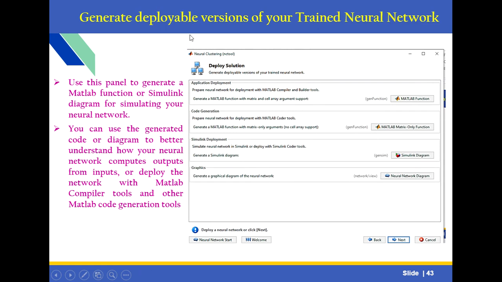Here you can generate a deployable version of the trained neural network. Using this panel you can generate the MATLAB function or a simulation diagram of your neural network. You can use the generated diagram to better understand the neural network outputs from inputs, or deploy the network with MATLAB Compiler tools and other MATLAB code generation tools.